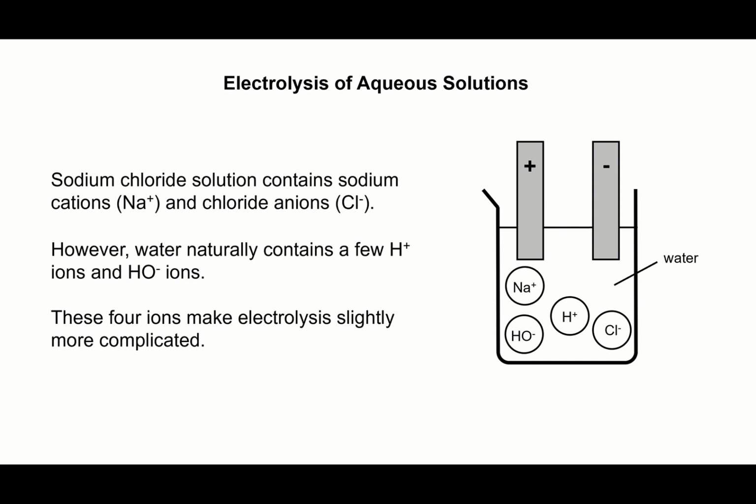Now, the fact that water contains ions naturally anyway should not come as a surprise, because you know, for example, in the kitchen, you have to be very careful with water and electrical appliances. So you are aware that water, under certain circumstances, can be an electrical conductor. The reason for that is because it contains ions that can move.